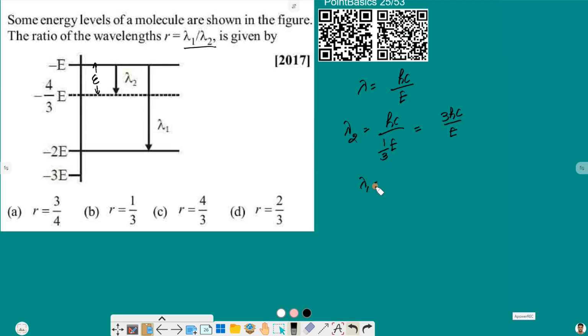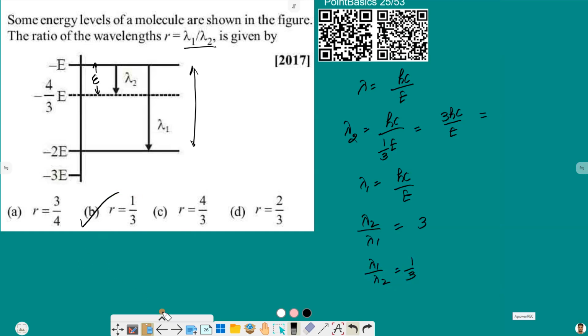Now for lambda 1, it will be hc by the energy level difference, that is basically E. Now if we divide lambda 2 by lambda 1, what will we get? We will get 3. Or lambda 1 by lambda 2 will be equal to 1 by 3. So option B is the right answer here.